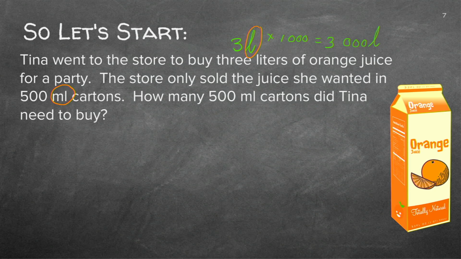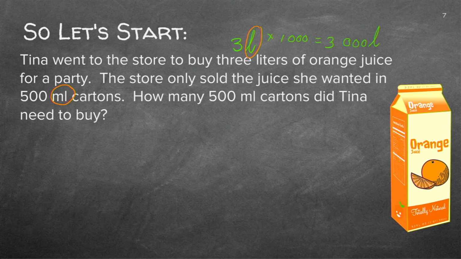Okay. Tina went to the store to buy 3 liters, 3,000 milliliters. I made a mistake there. Sorry, you guys. Let me just go back there. Let me just see where I went now. I had to write that the unit is supposed to be milliliter and not liter. Be very careful not to make the same mistake. There we go. 3,000 milliliters. Okay, now we're back. The store only sold the juice she wanted in 500 milliliter cartons. How many 500 milliliter cartons did Tina need to buy?